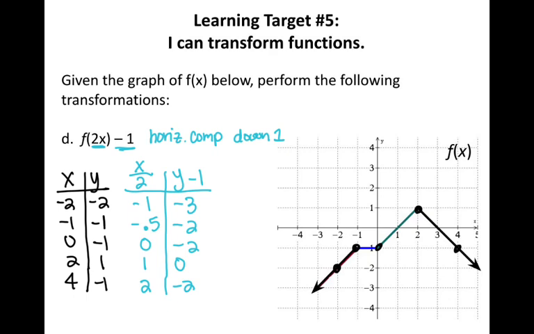So let's see where this ended up. So -1, -3, -0.5, -2, 0, -2. So you can already see how it's getting squished horizontally to create that horizontal compression. 1, 0, and 2, -2. I'm going to go ahead and connect. There's my triangle, my flat piece, and my other linear piece.